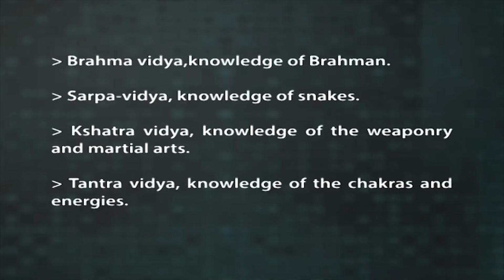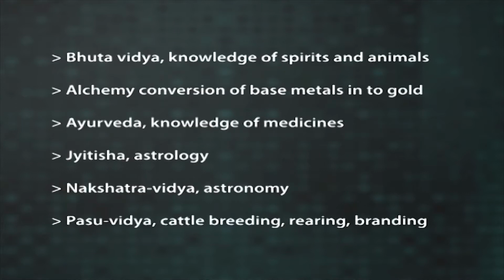Some important vocational courses of the period are Brahma Vidya, knowledge of Brahman; Sarpa Vidya, knowledge of snakes; Kshatriya Vidya, knowledge of the weaponry and martial arts; Tantra Vidya, knowledge of the chakras and energies; Buddha Vidya, knowledge of spirits and animals; Alchemy, conversion of base metals into gold; Ayurveda, knowledge of medicines; Jyotisha, astrology; Nakshatra Vidya, astronomy; Pashya Vidya, cattle breeding, rearing, branding, etc. and many others like stone carving, wood carving, metallurgy, weaponry, elephant taming, political science, knowledge of trade and commerce also existed in the ancient times.